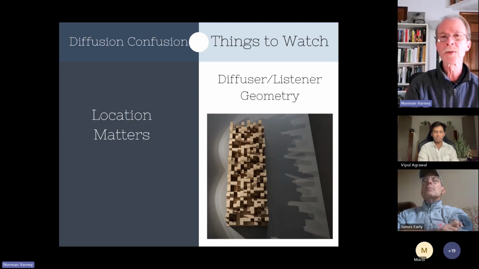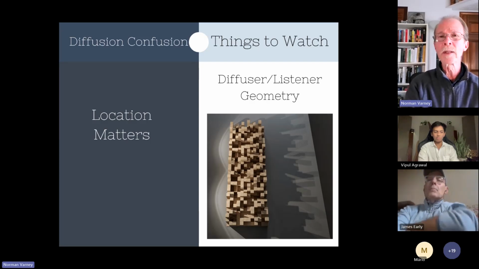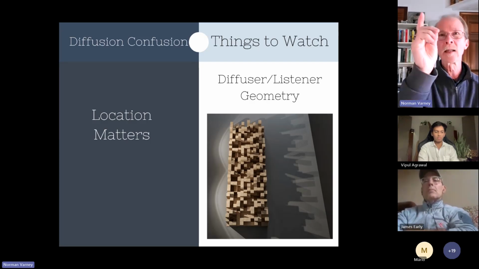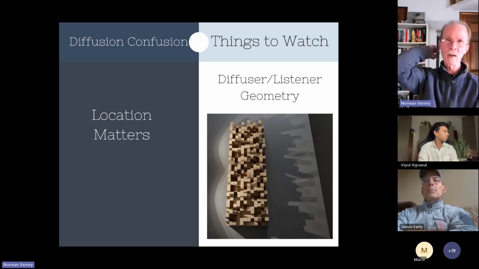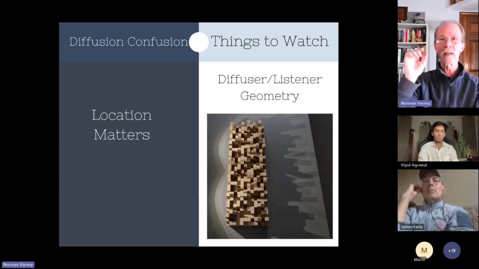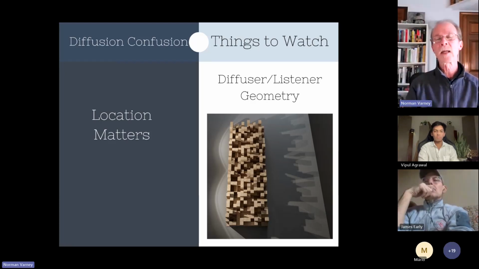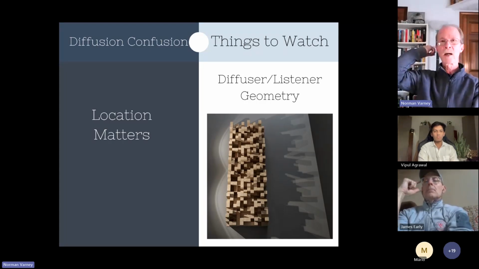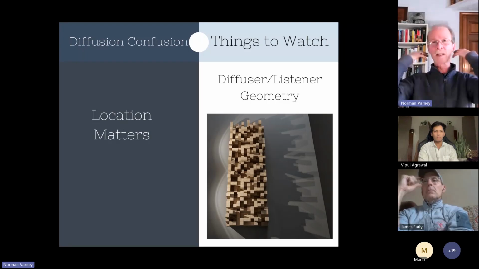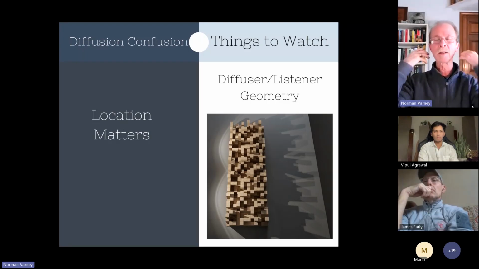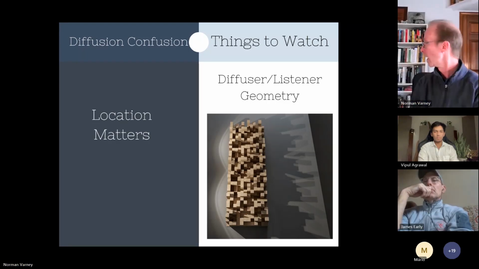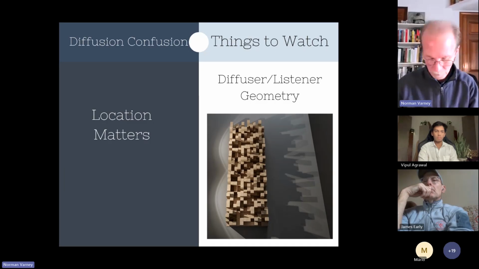So a diffuser of this type is only effective if you've got it in front of you or behind you, where sound can impinge on it. In fact, I'm going to say it's most likely going to be most effective behind you because the sound source is then hitting it. Most of the energy is then hitting it and then scattering it. So that's a big one.